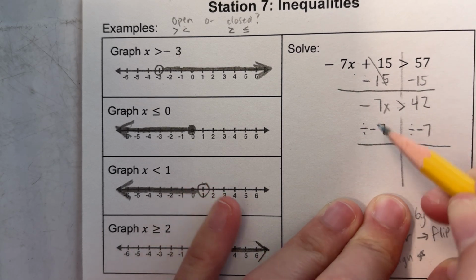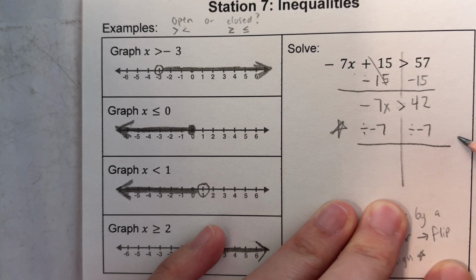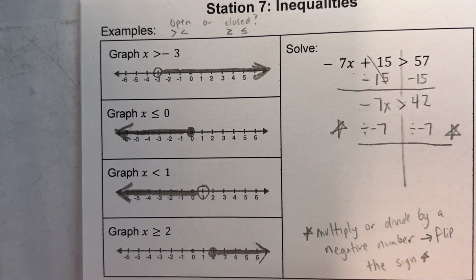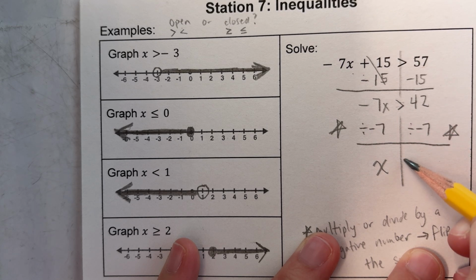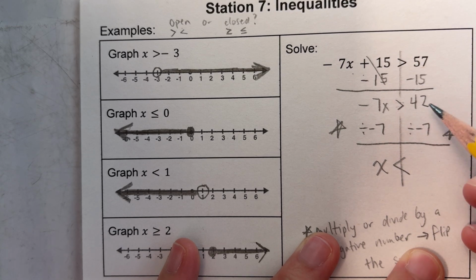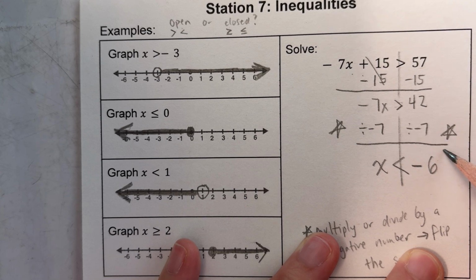Notice right here, I am dividing by a negative number, so I have to flip the sign. So I get x. Notice here the mouth is open towards the x. I'm going to flip it the other way. And then a positive divided by a negative is a negative. 42 divided by 7 is 6.